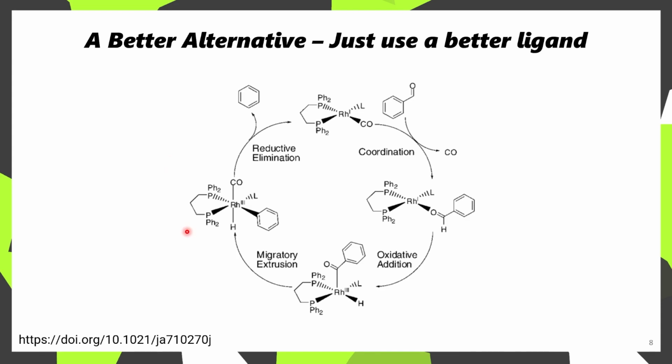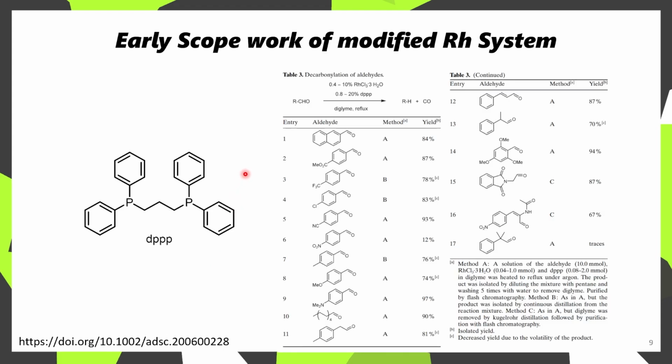You can use DPPP, which is this bis-diphenylphosphinopropane. The effect of this ligand ends up being that the resulting carbon monoxide can be eliminated as carbon monoxide gas, enabling the coordination of another aldehyde and making this whole process catalytic. Here's an example of a paper where they explored a scope of different aldehydes, and the methods that they used are also shown here. So this works for both aryl as well as aliphatic aldehydes.